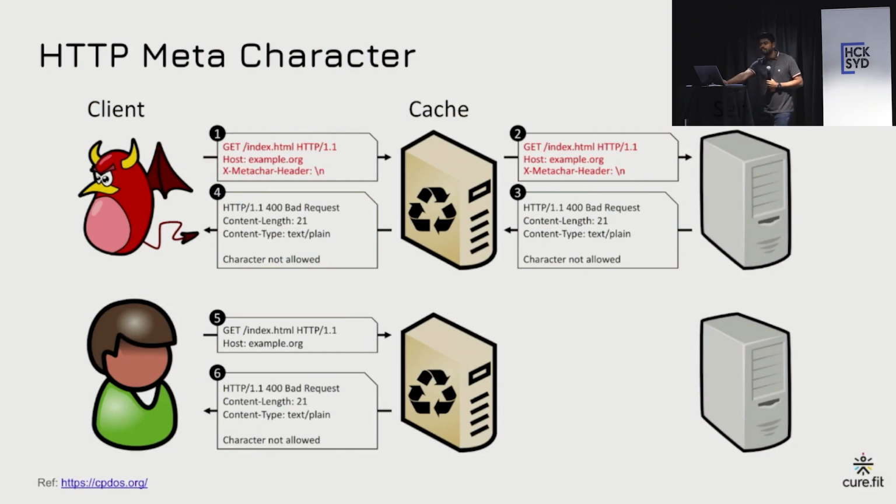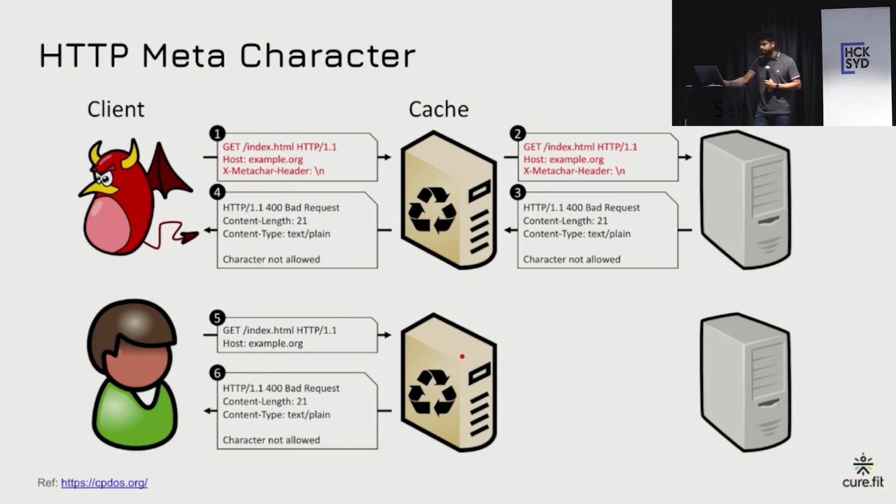Then we have the meta character header. Again, the concept is the same as cache poisoning, but here the attacker is doing it with a special character. Now he has put \n as a header value in the X-Meta-Character header. So again, he will get the wrong response, and when a legit user tries to access it, he will not get the right response.